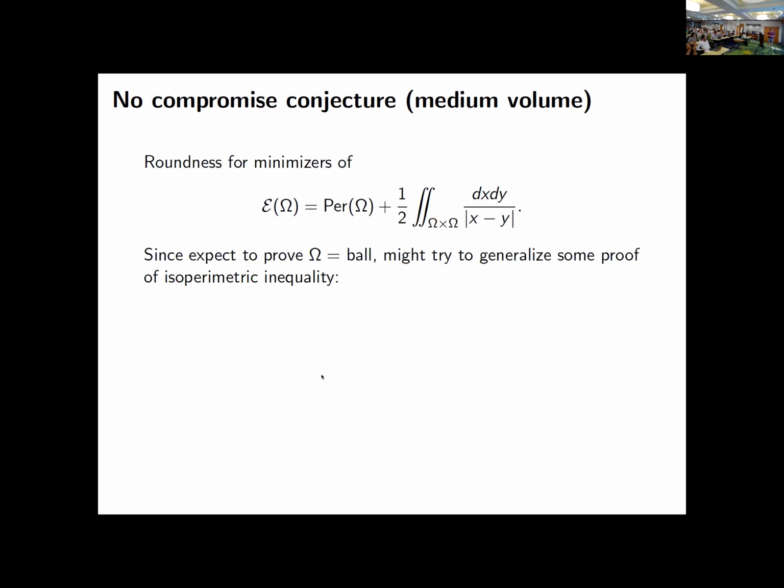Okay, oh, sorry. So when I started thinking about this, well, you want to prove that minimizers of this in a certain volume range are round, right? So essentially, you want to look at all the proofs you can think of for the isoperimetric inequality and try to see what's going to work, right? So, well, how do you prove the isoperimetric inequality?